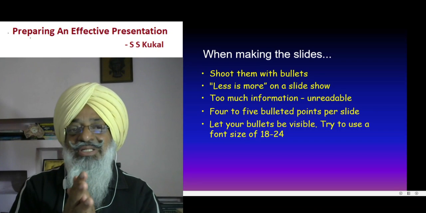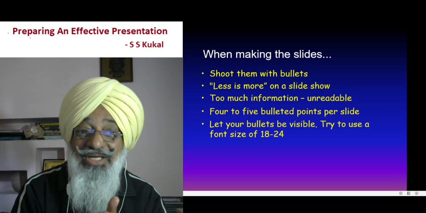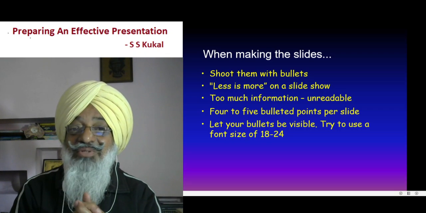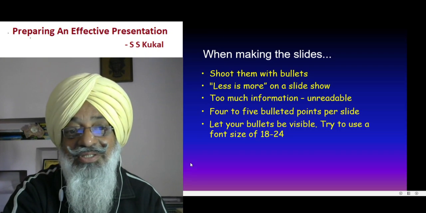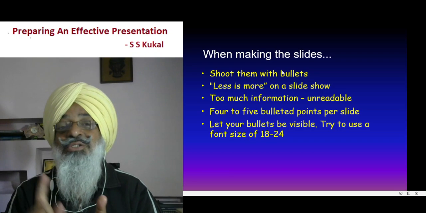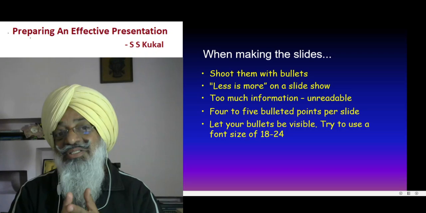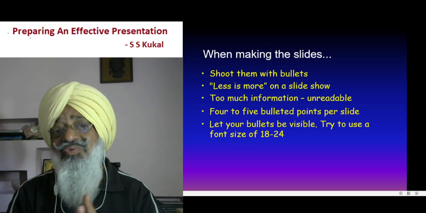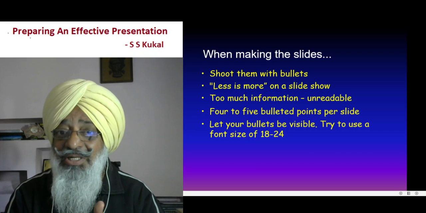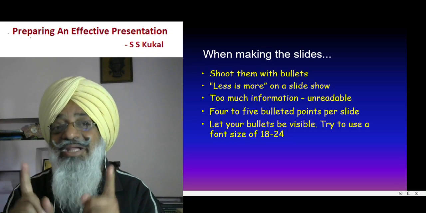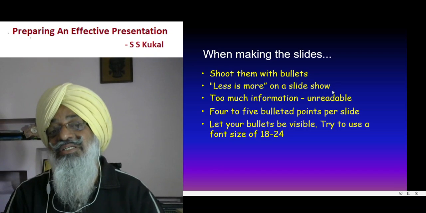Then while preparing the slides, shoot them with bullets. But I'll again repeat, when I say shoot them with bullets, it doesn't mean you simply put bullet marks like I have done over here. Your point should not be a complete sentence, it should be a phrase with minimum words, so that you are able to make your own sentence. And deliberately you will make your own sentence when the slide contains only a phrase or few words. Less is more on a slideshow, as I said.